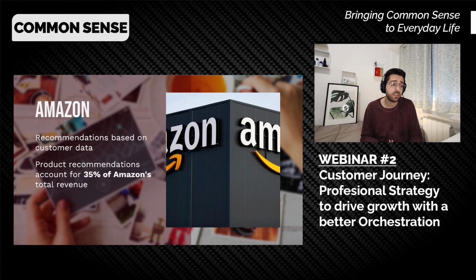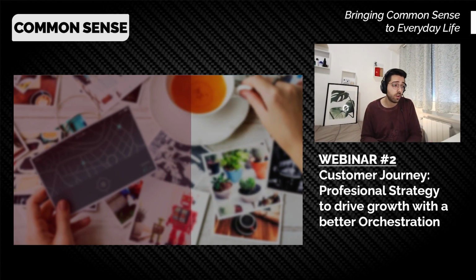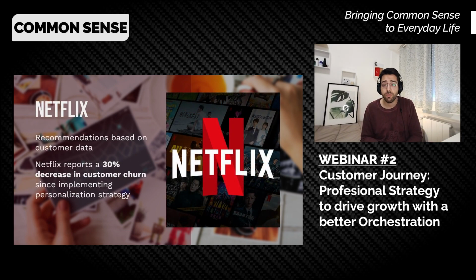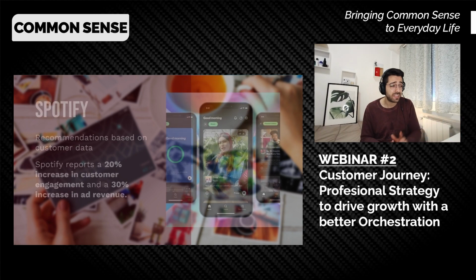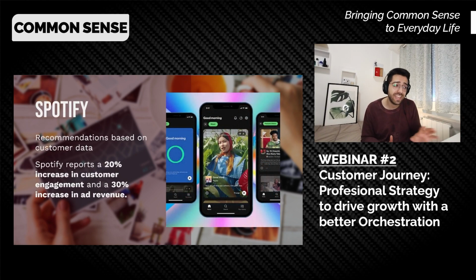Just so you have an idea, 35% of Amazon's total revenue comes from product recommendations. On Netflix, by recommending good series and shows, they managed to decrease customer churn by 30% in 2020, just by this strategy. And Spotify has 20% more engagement and 30% more ad revenue by showing you what you want to hear. We are not Spotify, Netflix, or Amazon, but we have a voice to ask customers about things.